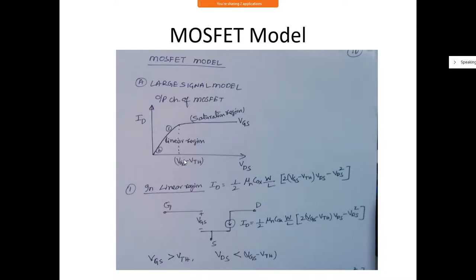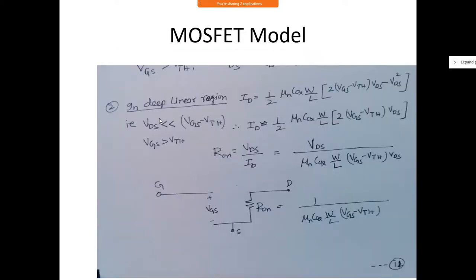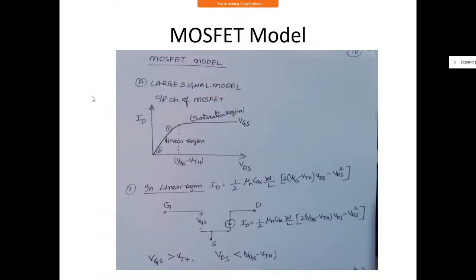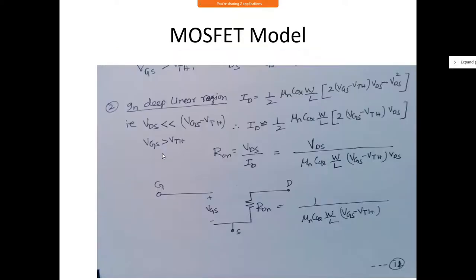So next let us see the second linear region. I call it the deep linear region. Why I call it the deep linear region is just notice where I put region 2. Can you see here? This is region number 2. This is linear. You are going deep into the linear region where VDS is very less. This is your VDS axis. Here itself VDS is less. Now you are going to a region where VDS is very less, so we call it the deep linear region.